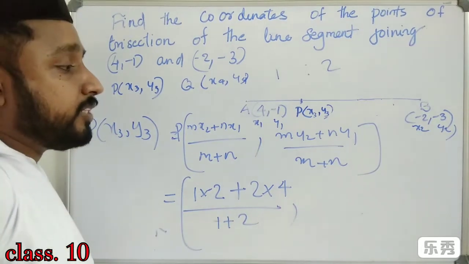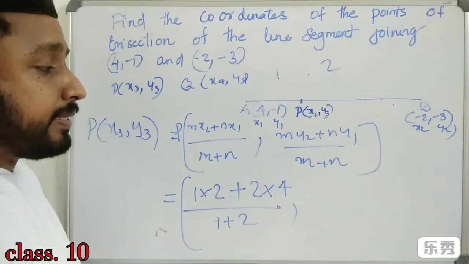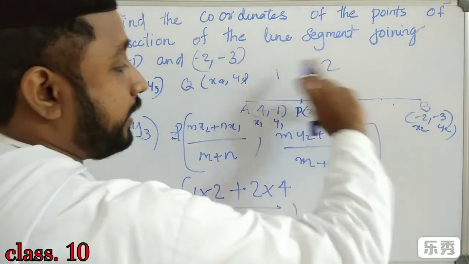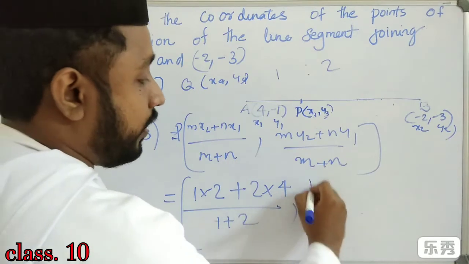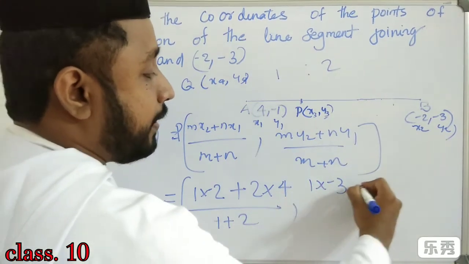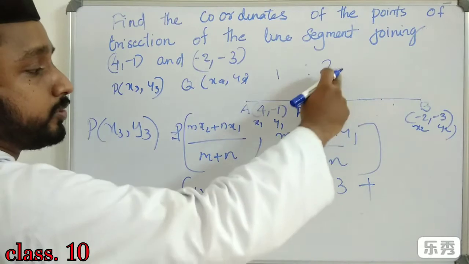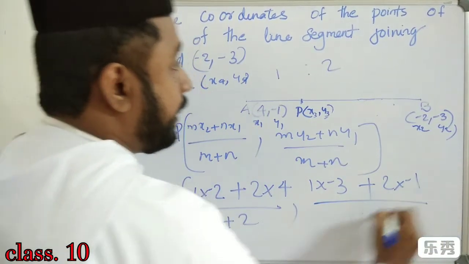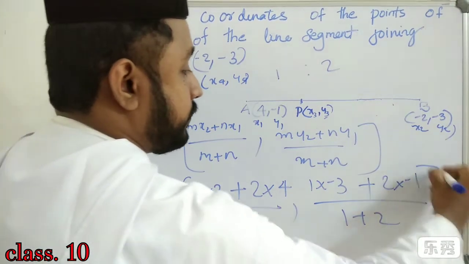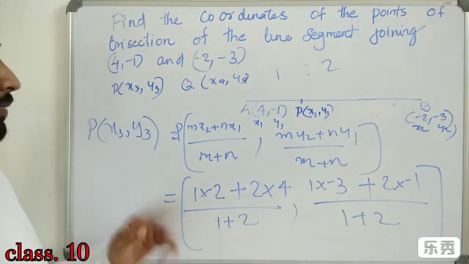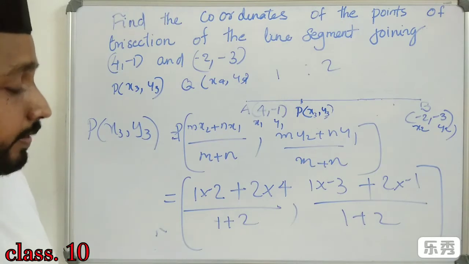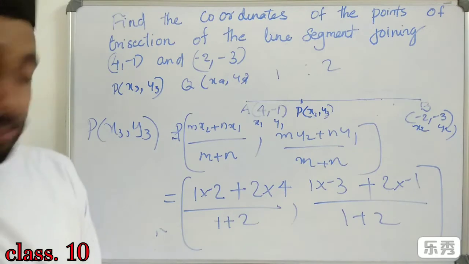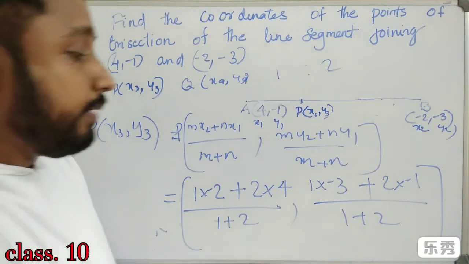Second point, (my2 + ny1)/(m + n), which means y2 is -3, m is 1, so 1 into -3 plus n y1, n is 2, y1 is -1, 2 into -1, divided by m + n, 1 + 2. This is the coordinates of P: (1 into -2 plus 2 into 4)/(1 + 2), (1 into -3 plus 2 into -1)/(1 + 2).